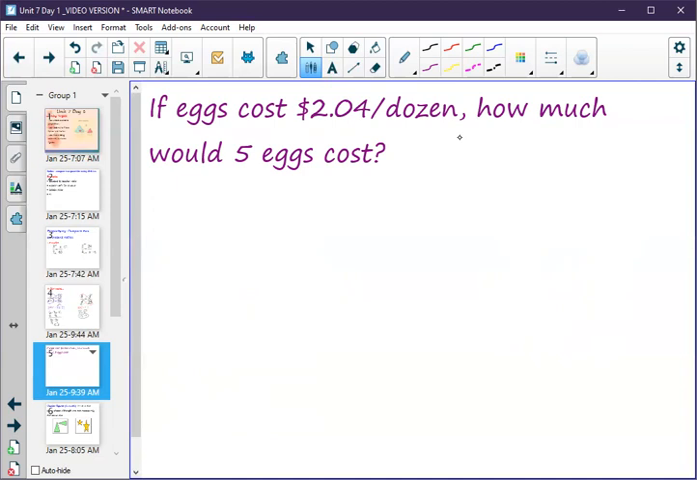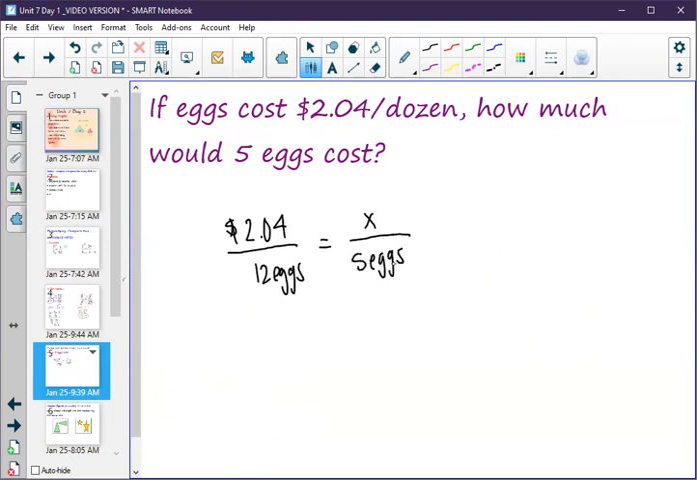Before I can answer this question, I want to set up two ratios. I want to set up a proportion so I can figure this out. There are a lot of different ways that you could set this up. But what I'm going to do is take that $2.04 and put it over 12 eggs. So I know it's $2.04 per 12 eggs. I want to know how many dollars, and I don't know how many, so I'm going to call that my variable, x. I know that it's equal to 5 eggs.